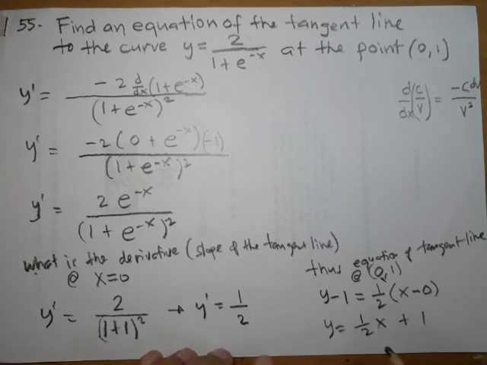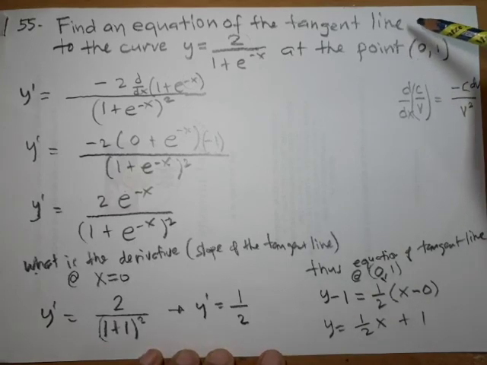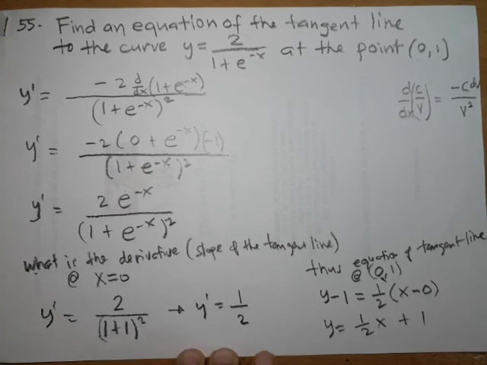So this is now our final answer. Find the equation of the tangent line to the curve y equals 2 over 1 plus e to the negative x at point (0, 1). That is this: y equals 1 half x plus 1.